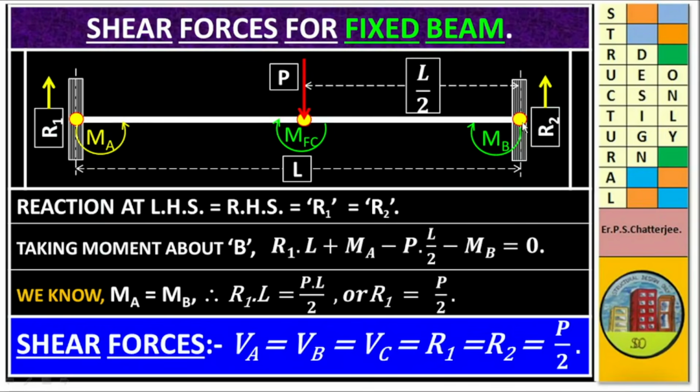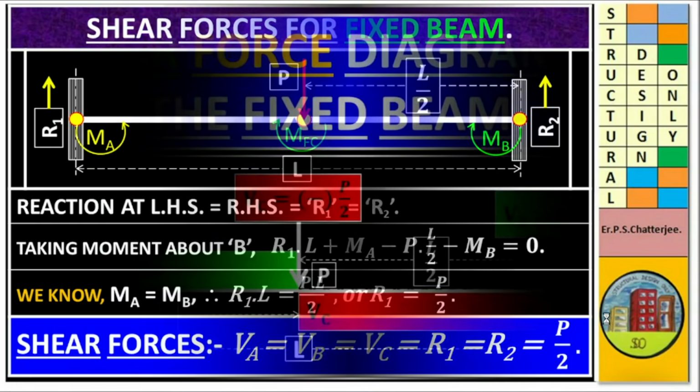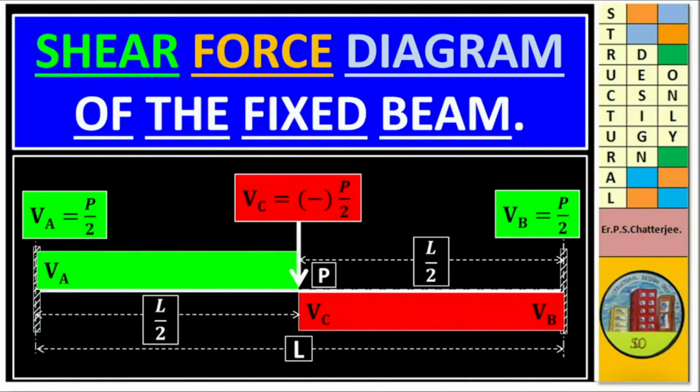So, then shear force on left hand support is BA and right hand support DB, and at the center it is BC. It is equal to R1 is equal to R2 is equal to P by 2. And this is our shear force diagram. Left hand support BA is equal to P by 2, BC is equal to minus P by 2, DB is equal to P by 2.